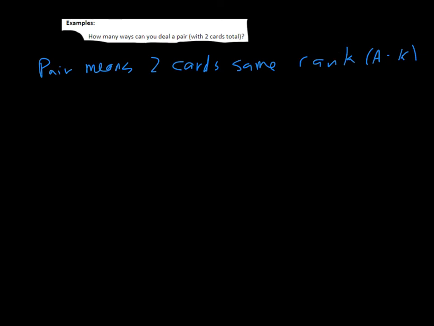So if I want to count the number of ways to get a pair, the first thing I have to do is think about how many ranks there are. Out of the 13 ranks that all the cards have, every card is going to have ace, 2, 3 through king. So there are 13 different ranks. The first thing I have to do is choose from those 13 ranks one of them. So this right here is counting ranks. This is counting how many different ways you can choose one of the 13 ranks.